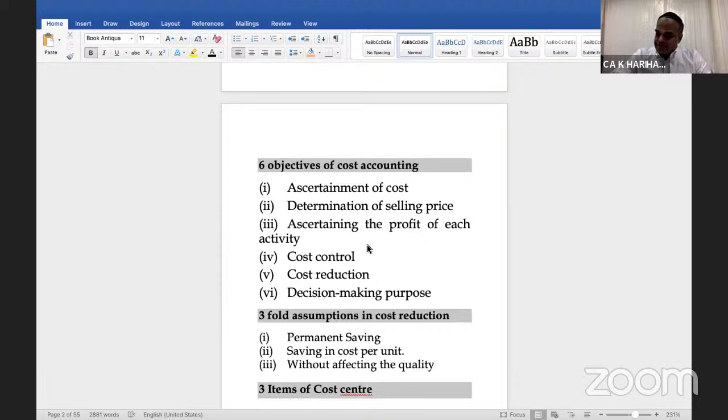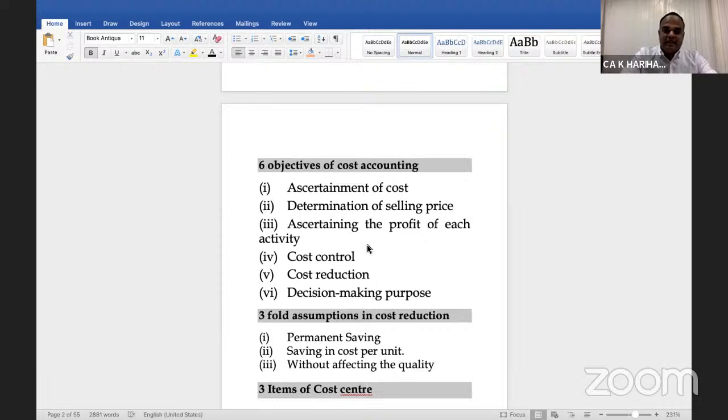The next important topic is the threefold assumption in cost reduction. The definition itself contains the assumptions. What is the definition of cost reduction? Real and permanent savings in cost per unit of the product without affecting the quality of the product is called cost reduction. Therefore, this has been split into three parts: permanent, savings in cost per unit, and without affecting the quality. These are the three elements with respect to cost reduction.